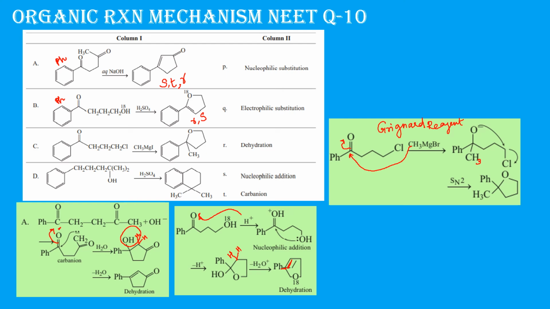Electrophilic substitution, and the second reaction, nucleophilic, is in P. Okay, Q and P, both the reactions are taking place. And in the third case, third is over, and now the fourth one.